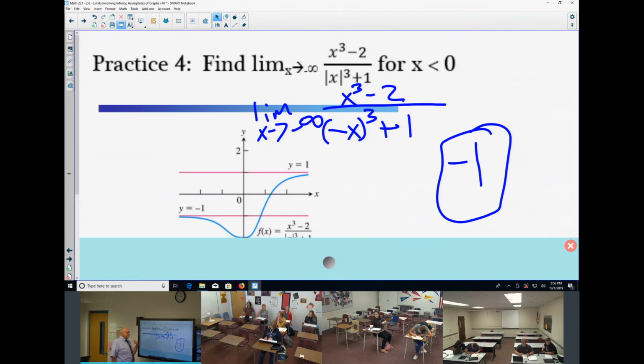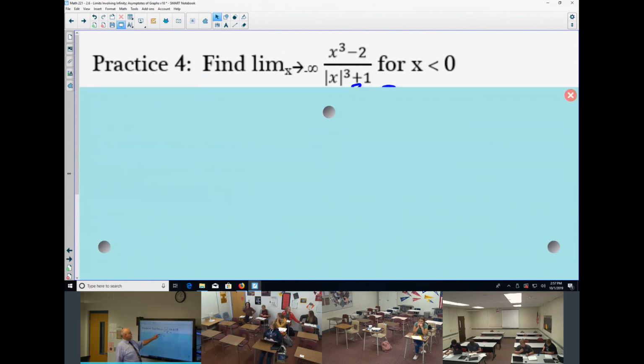Okay? Now look how different: if x were approaching positive infinity, the horizontal asymptote or the limit would be +1, because then you just drop the absolute value, and so you'd get 1 over 1. But when x is approaching negative infinity, the horizontal asymptote or the limit is -1. Okay? So it does make a difference whether x is approaching infinity or negative infinity. Okay? All right, any questions on this one? All right.